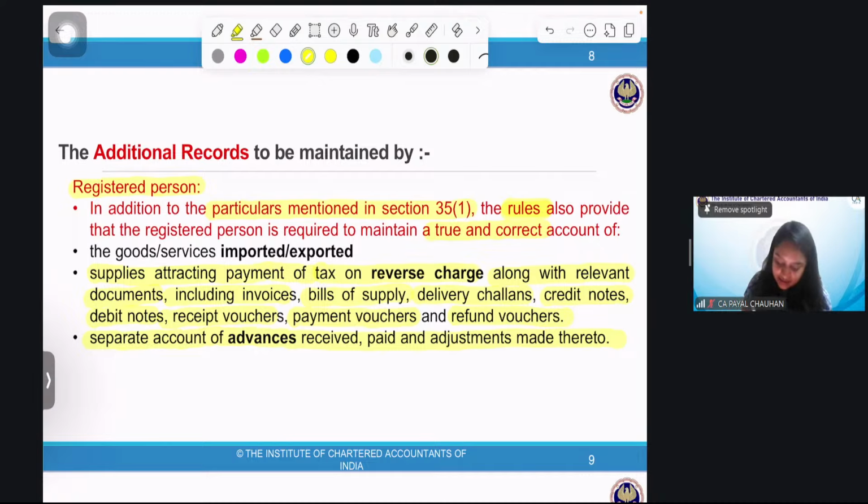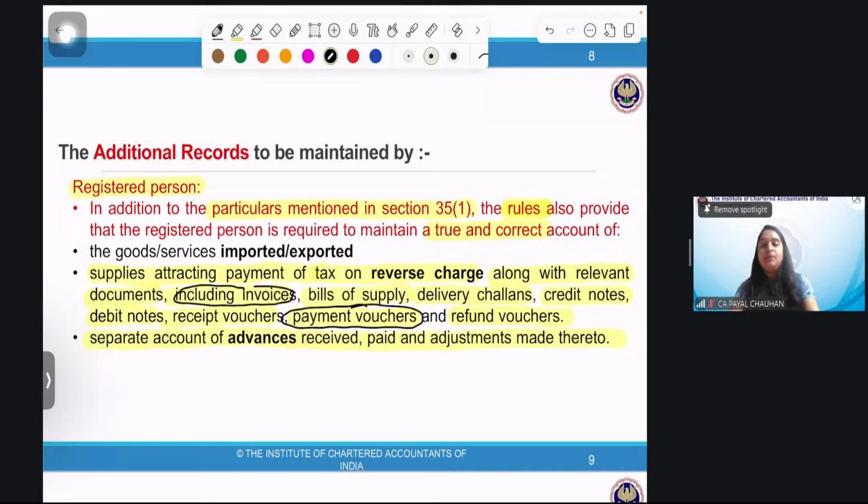Very good. See, I'll issue an invoice and, everyone, did you people understand? I'll issue an invoice and payment voucher.